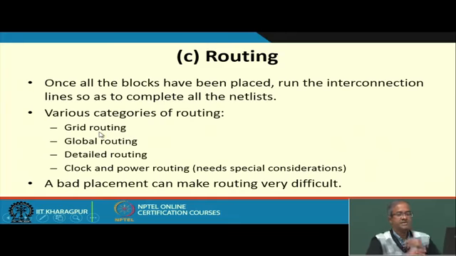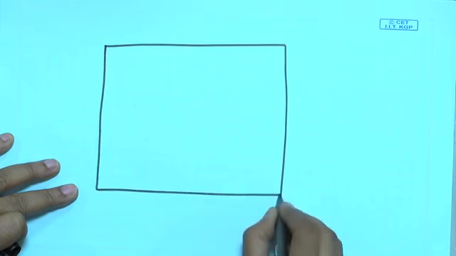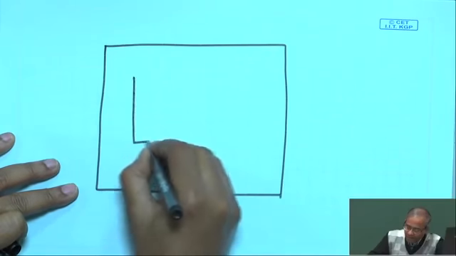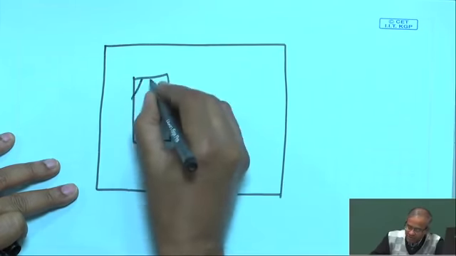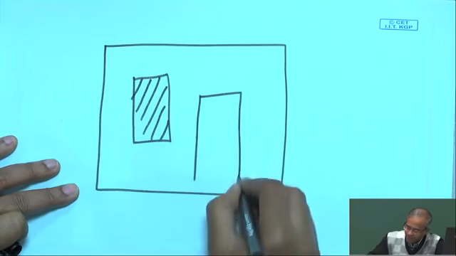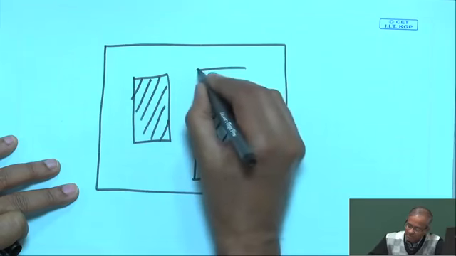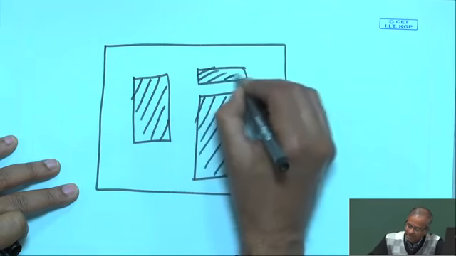Grid routing is a problem which is quite general. Let me show you diagrammatically. Say I have a layout area, this is my total silicon floor, and I already have some blocks placed, which means these are obstacles. I cannot run an interconnection through these blocks.